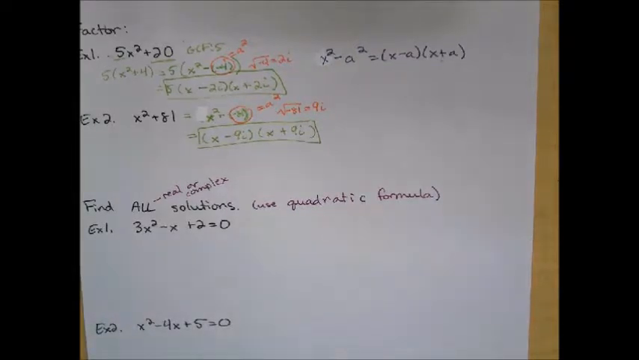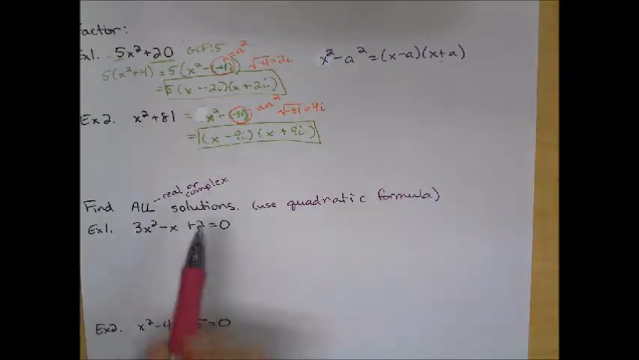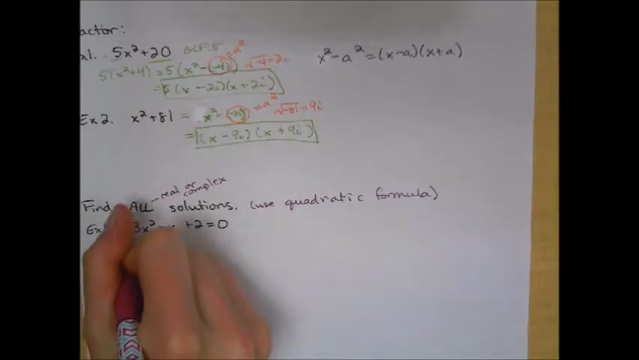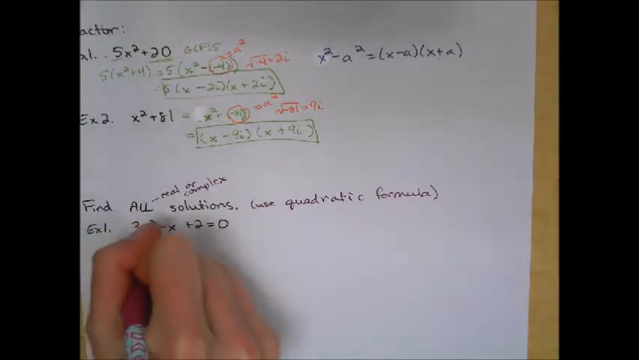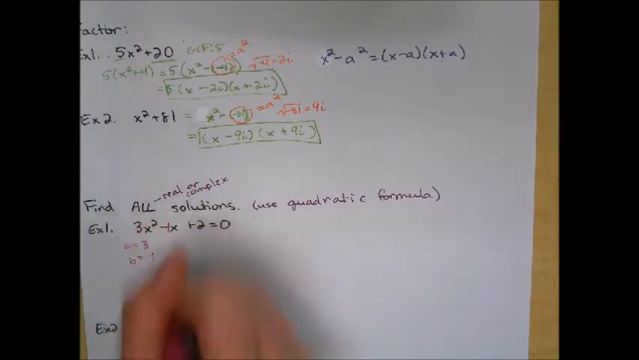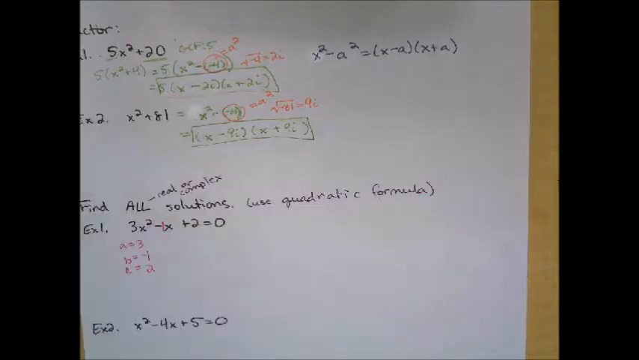Are we set equal to 0? Find your a, b, and c. We're set equal to 0. A is 3, b is negative 1, c is 2. Let's go ahead and plug everything into the quadratic formula.